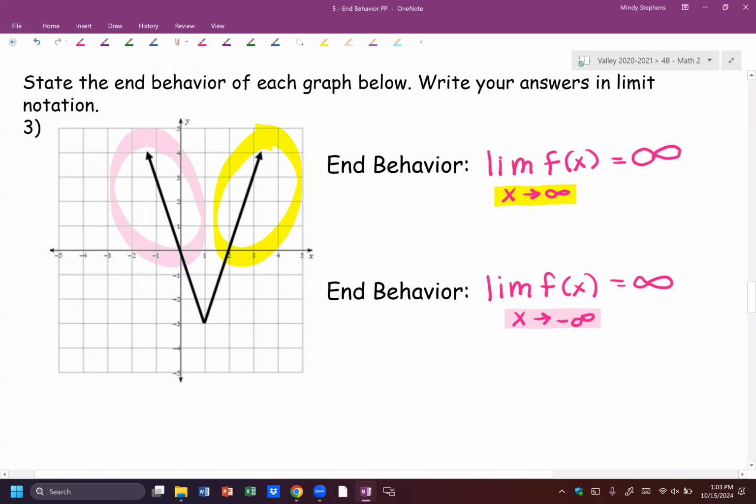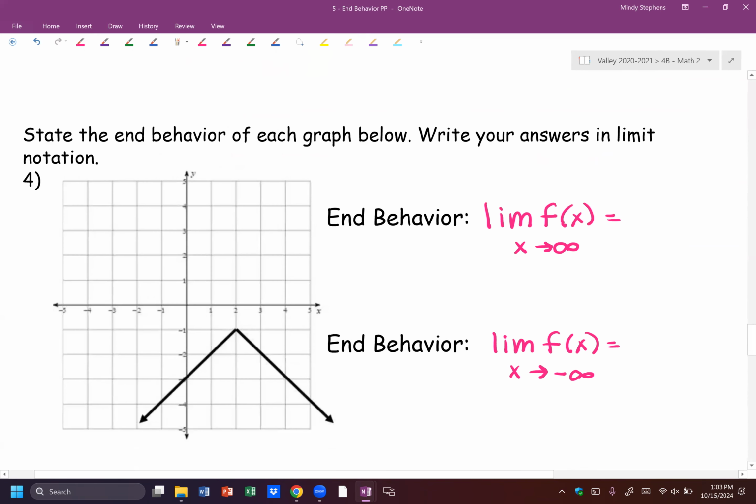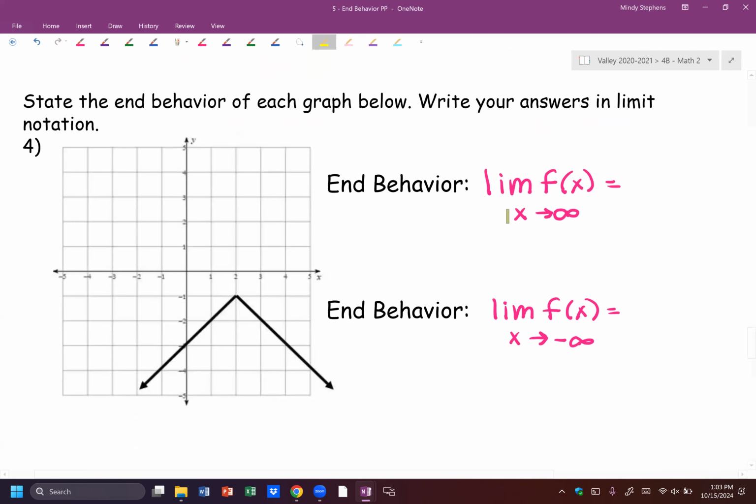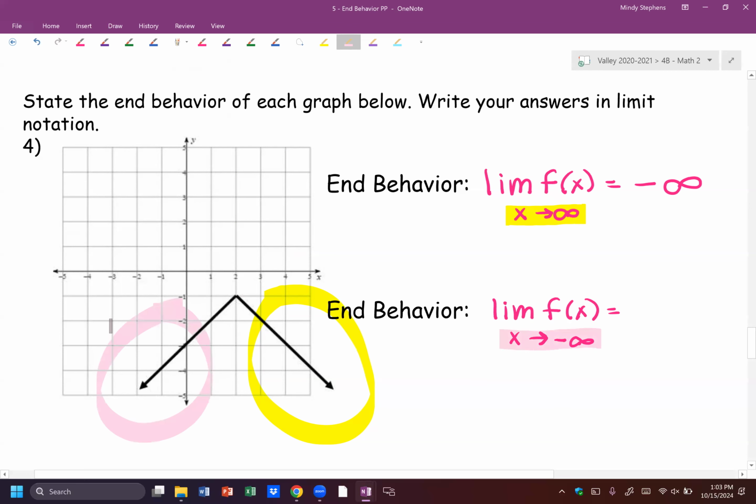Okay, number four. Again, the first part is the right side of my graph. The right side is pointing down, so it's going to go to negative infinity. And then x goes to negative infinity is the left side of my graph. It is also pointing down, so it goes to negative infinity also.